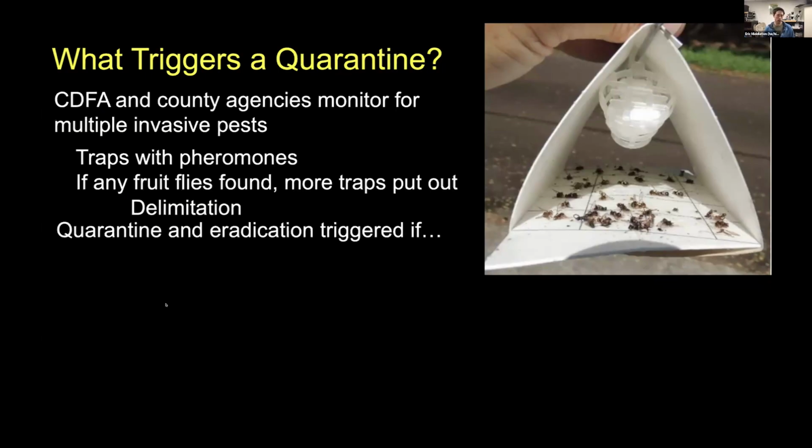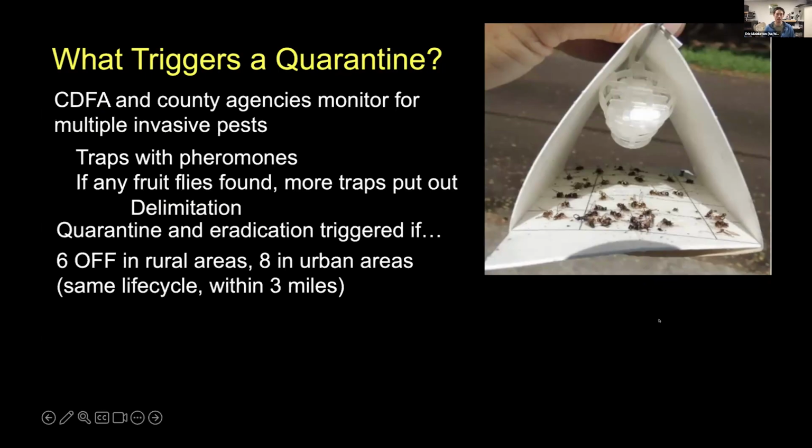A quarantine and eradication will be triggered if, in the case of, say, oriental fruit fly, there are 6 oriental fruit flies found in rural areas or 8 of them found in urban areas, and these flies have to be within the same life cycle and within 3 miles of each other.